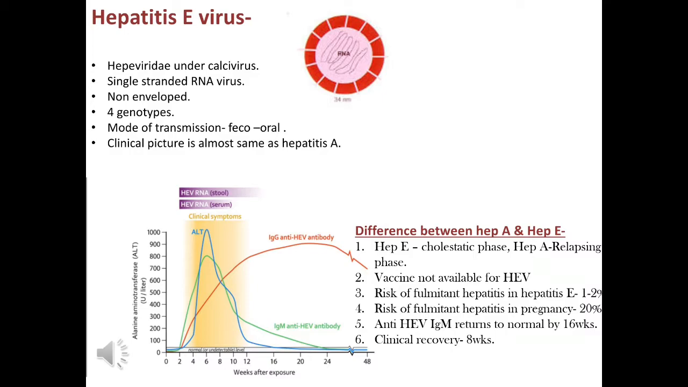Difference between hepatitis A and hepatitis E. Hepatitis E has a cholestatic phase and hepatitis A has a relapsing phase. Vaccine is not available for hepatitis E virus. Risk of fulminant hepatitis in hepatitis A is about 1 to 2% and in pregnancy it's about 20%. Anti-HEV IgM returns to normal by 16 weeks and clinical recovery occurs in 8 weeks.